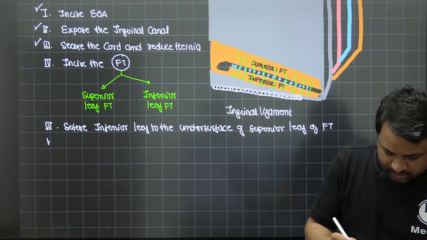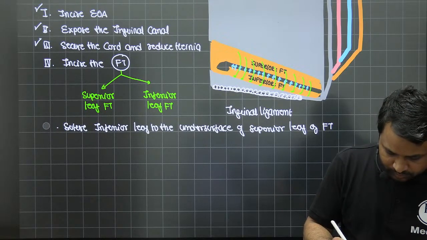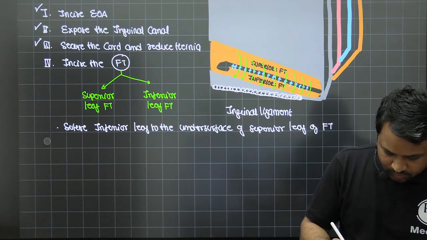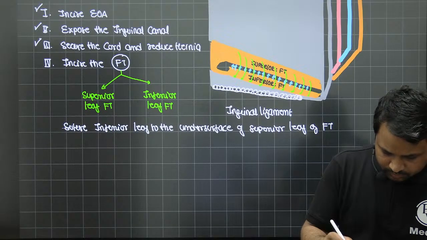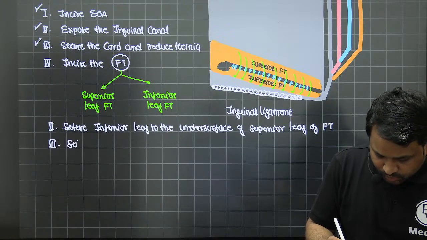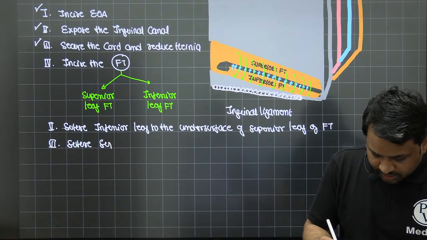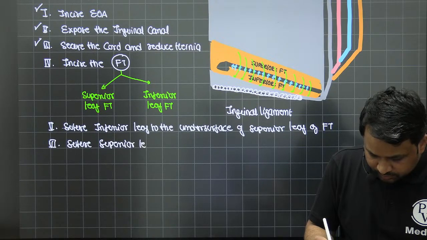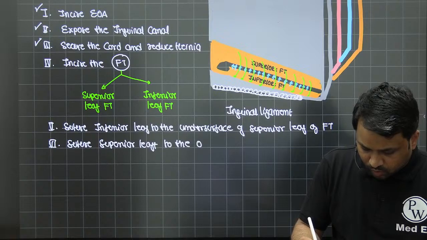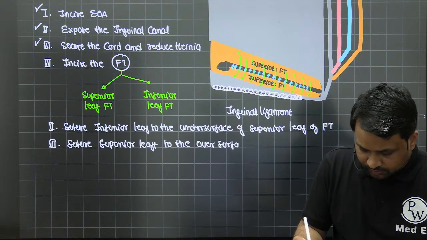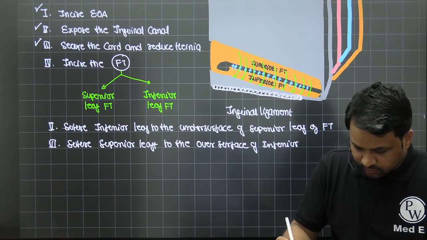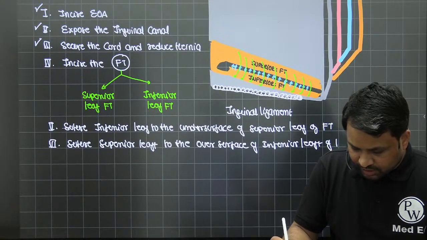Once you're done with this, then the sixth step is you suture the superior leaf to the over surface of the inferior leaf of the fascia transversalis, right?